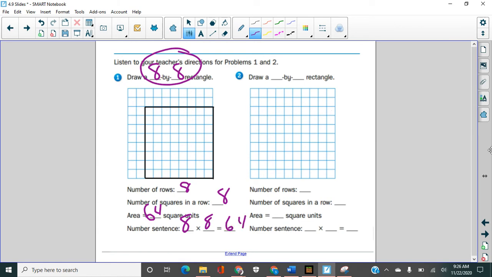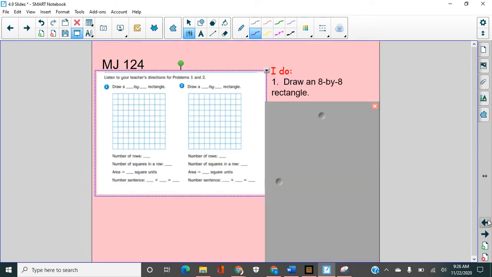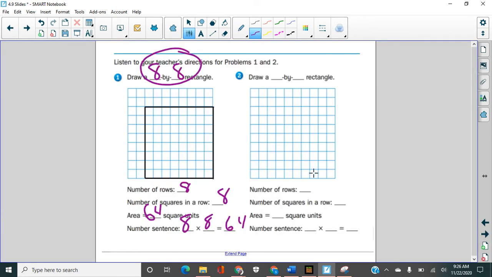All right, number 2, let's do together. We're going to draw a 6 by 7. All right, here we go. 6 down. Ready? 1, 2, 3, 4, 5, 6. Remember, you're writing with me here so that you can turn this in later. And, oh, I forgot to write our numbers up here.